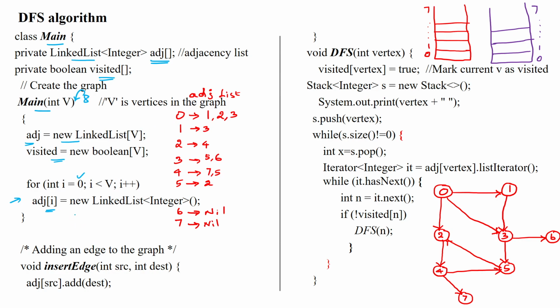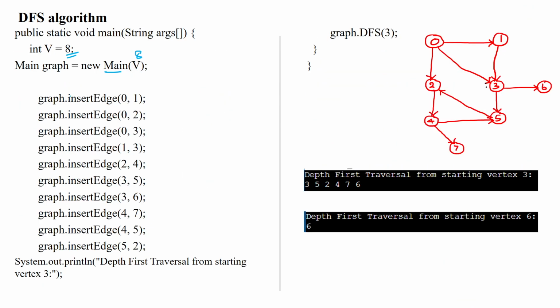For the first vertex also we are creating, and for all the vertices we will create the adjacency list. As of now we have the empty adjacency list. Then we are inserting the edge between 0 comma 1.